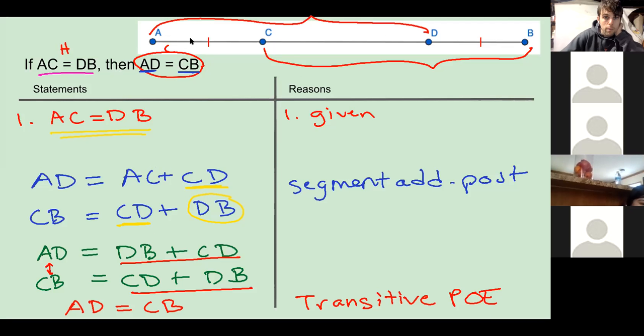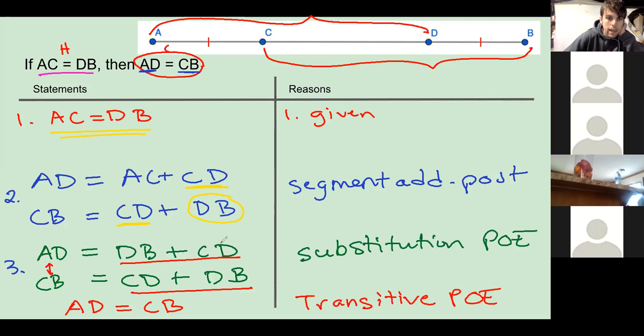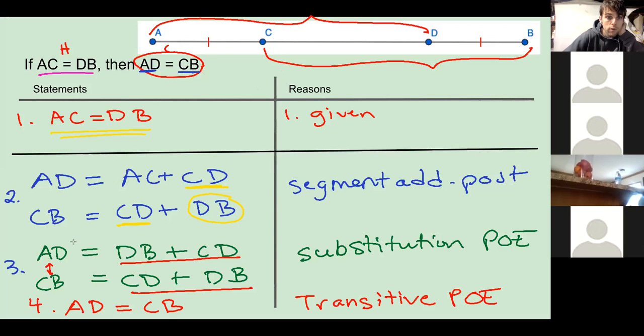So remember, a proof having that two-column structure, we set up two equations using the segment addition postulate. So this was step 2. Then right here, remember what we did was we made a substitution. We replaced AC with DB. So that was the substitution property of equality. And then finally, using the transitive property, we were able to arrive at the conclusion that we were going for. So this is actually now a proof.